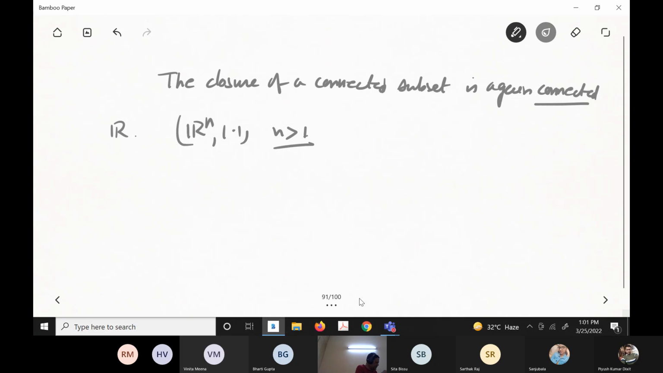So here, in this first section I am proving, looking at the study of unions and intersections of connected subsets in a topological space. That means, we would like to examine this: suppose you have a family of subsets, a family of connected subsets.